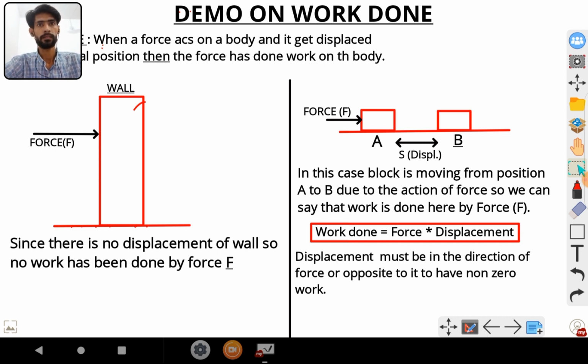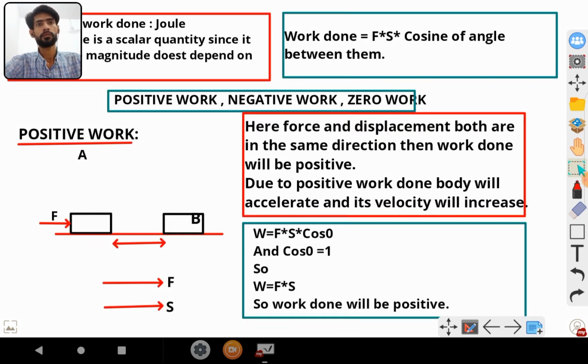Displacement must be in the direction or in the opposite direction of the force applied on it. We will study that later, but the basic concept is we need to find out the force and the displacement to figure out whether work is happening or not. Based on the conditions of the force and displacement, we can figure out the work done.